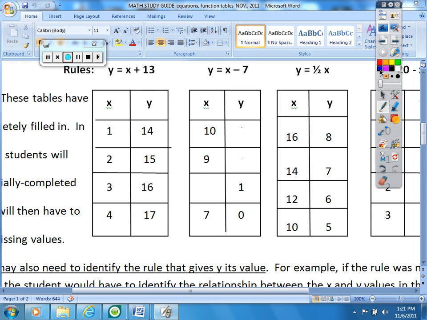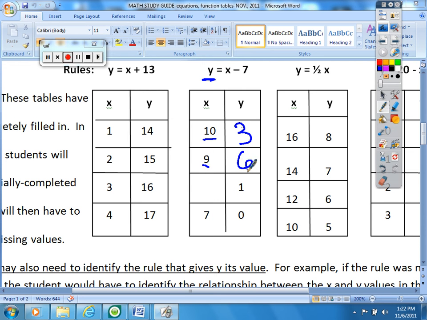All right, now, this one says that if x is 10, what would y be? Well, I'm going to do something to x. I'm going to take 7 away from it. So in this case, x is 10, x minus 7 will give me y. So, is 10 minus 7 3? Yes, it is. All right, let's do the next one. 9 minus 7 is 6.